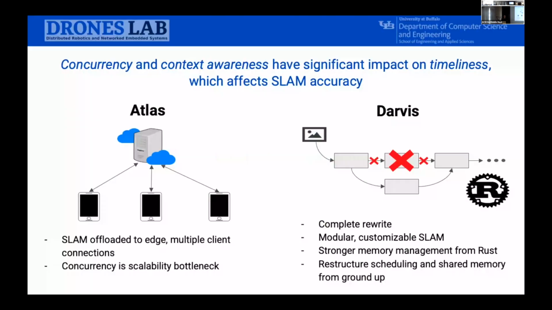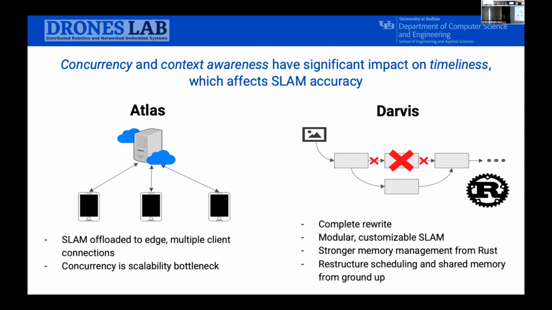All right, to go over, we've gone over 3 system challenges to building robust, reliable SLAM systems in the face of variable environmental conditions and variable resources. Namely, we have seen that concurrency and context awareness have a significant impact on timeliness, which in turn affects SLAM accuracy. So now I'm going to briefly talk about a couple projects that we're working on that are addressing these problems. The first is Atlas, which offloads a portion of the SLAM pipeline.